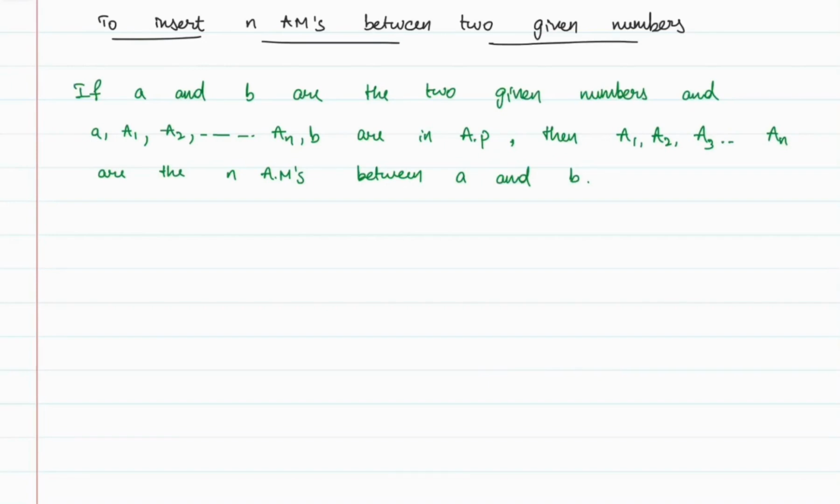Hello students. In the previous video, we have seen what will be the arithmetic mean of two given numbers, and in this video, we are going to discuss how to insert n arithmetic means between the two given numbers. So suppose a and b are the given numbers, and a, a1, a2, and so on up to an, b are in AP. Then the terms between a and b, which are a1, a2, a3, and so on up to an, will be called the n arithmetic means between a and b.